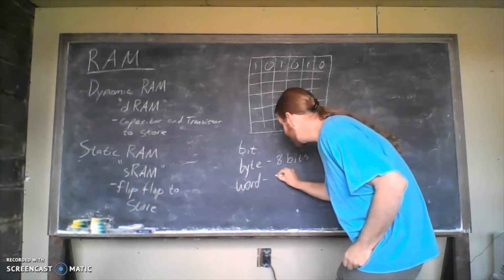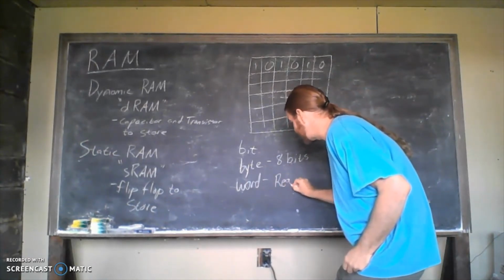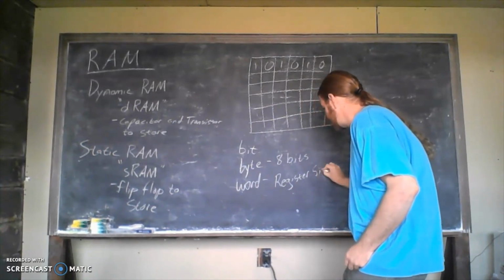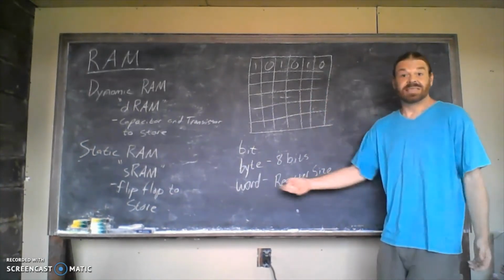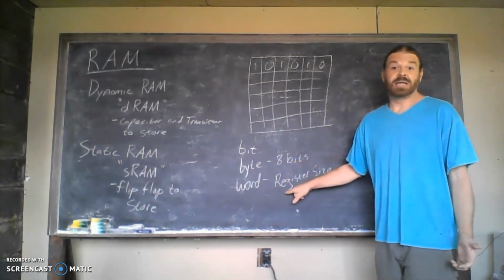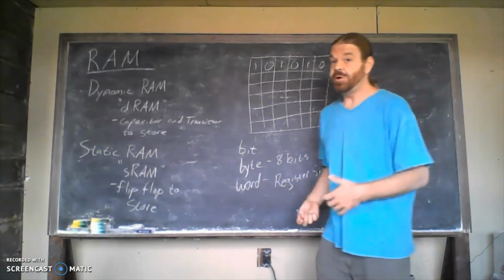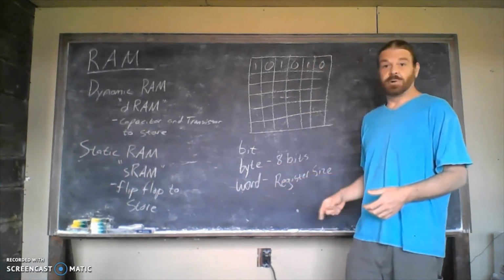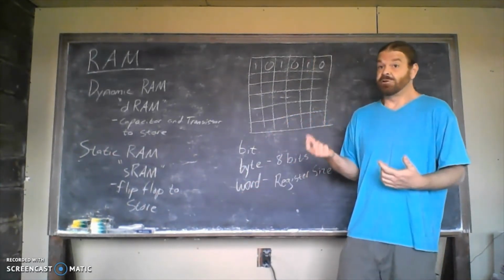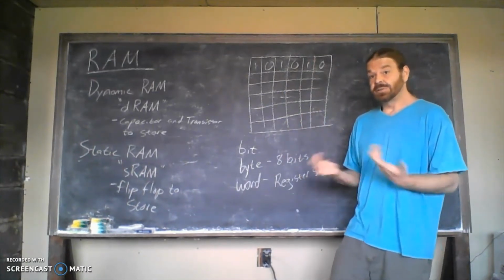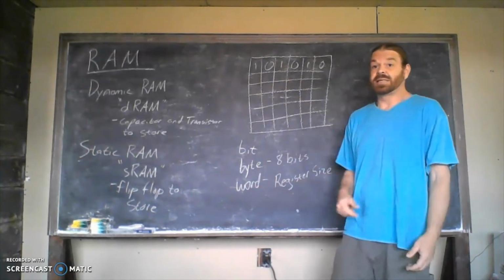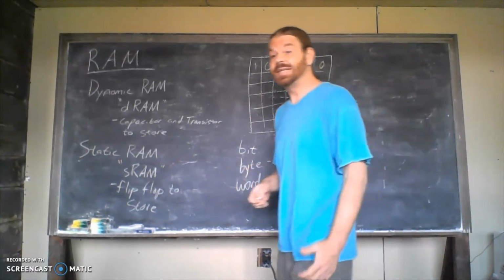But a word is really going to be your register size. So if you have 16-bit registers, there's 2 bytes in a word. And if you have 32-bit registers, there's going to be 4 bytes in a word. A 64-bit machine, when we say that, we're referring to the register size. So on a 64-bit machine, we're going to have 8 bytes in a word, or 64 bits in a word. So that one changes.